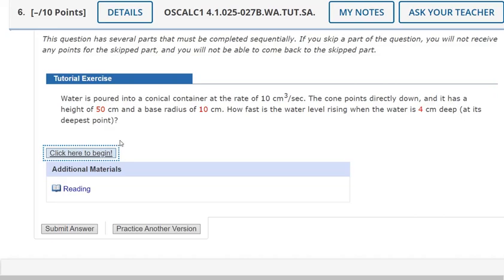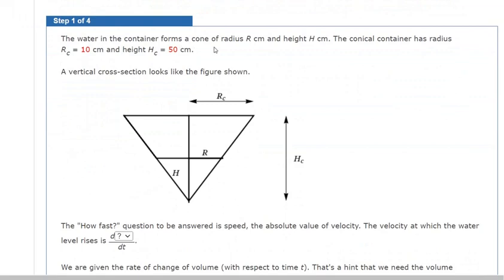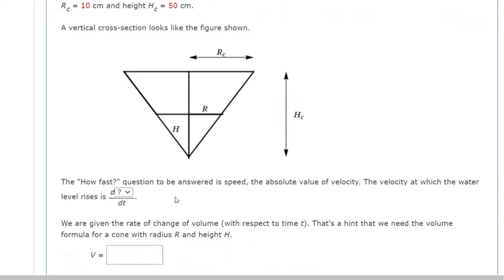Okay, so this is one of those tutorial questions. Water in the container forms a cone. I've got the radius and the height. Radius is 10 here, and the height here is 50, and they've got a vertical cross section.